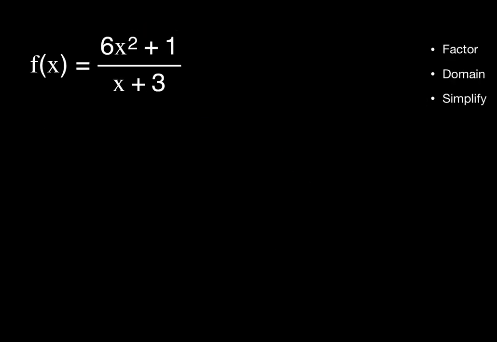We're going to do the same thing here. Start by factoring. In that numerator, is there a greatest common factor? No, there's not. This is 6, that's 1, that cannot be factored. Is this a special form of a quadratic? It is not. It is not the difference of squares, and that's the one we have. So the numerator cannot be factored.